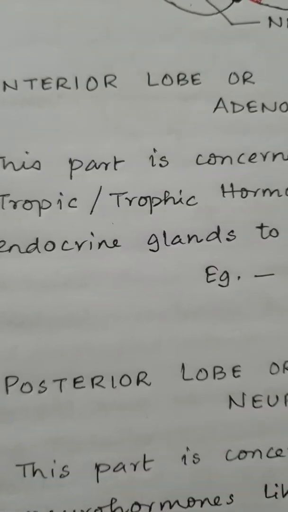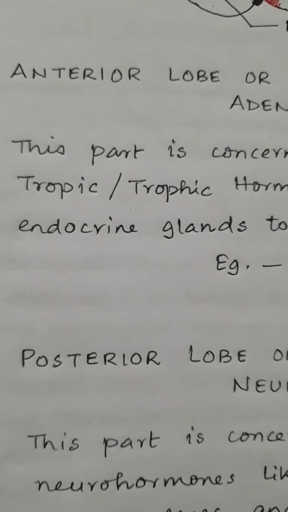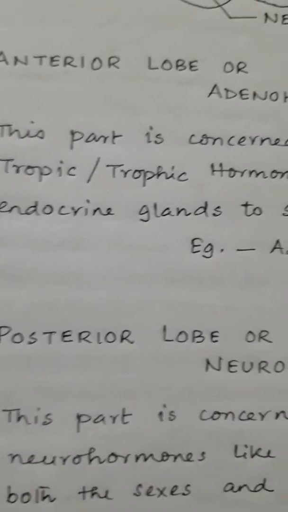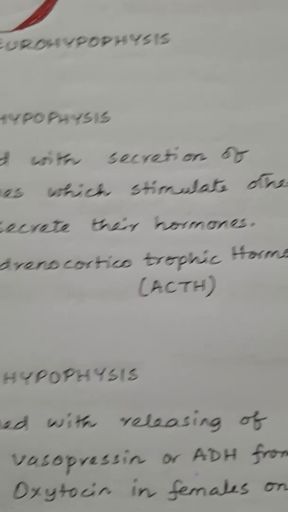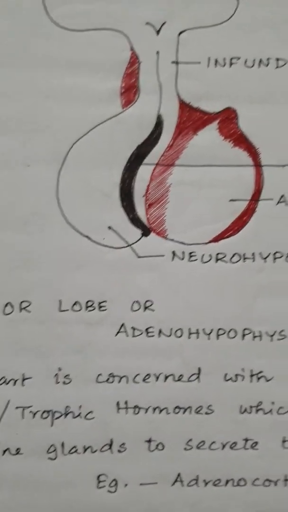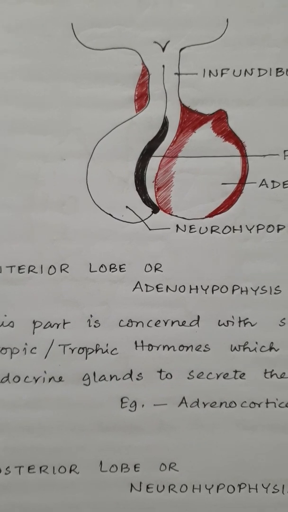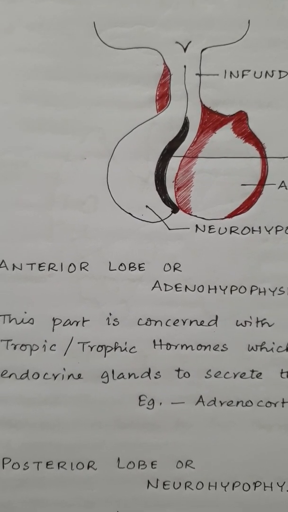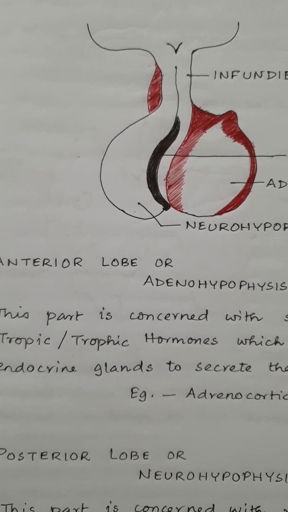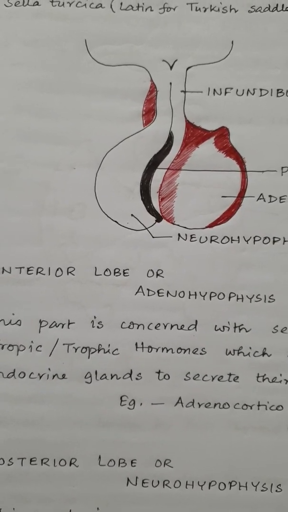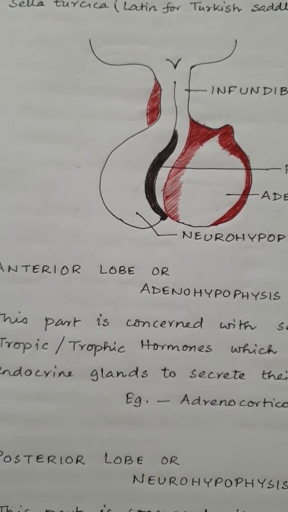It has got three lobes. The anterior lobe or adenohypophysis. This part is concerned with secretions of trophic hormones which stimulate other endocrine glands to secrete their hormones. For example, adrenocorticotrophic hormone, we call it ACTH.